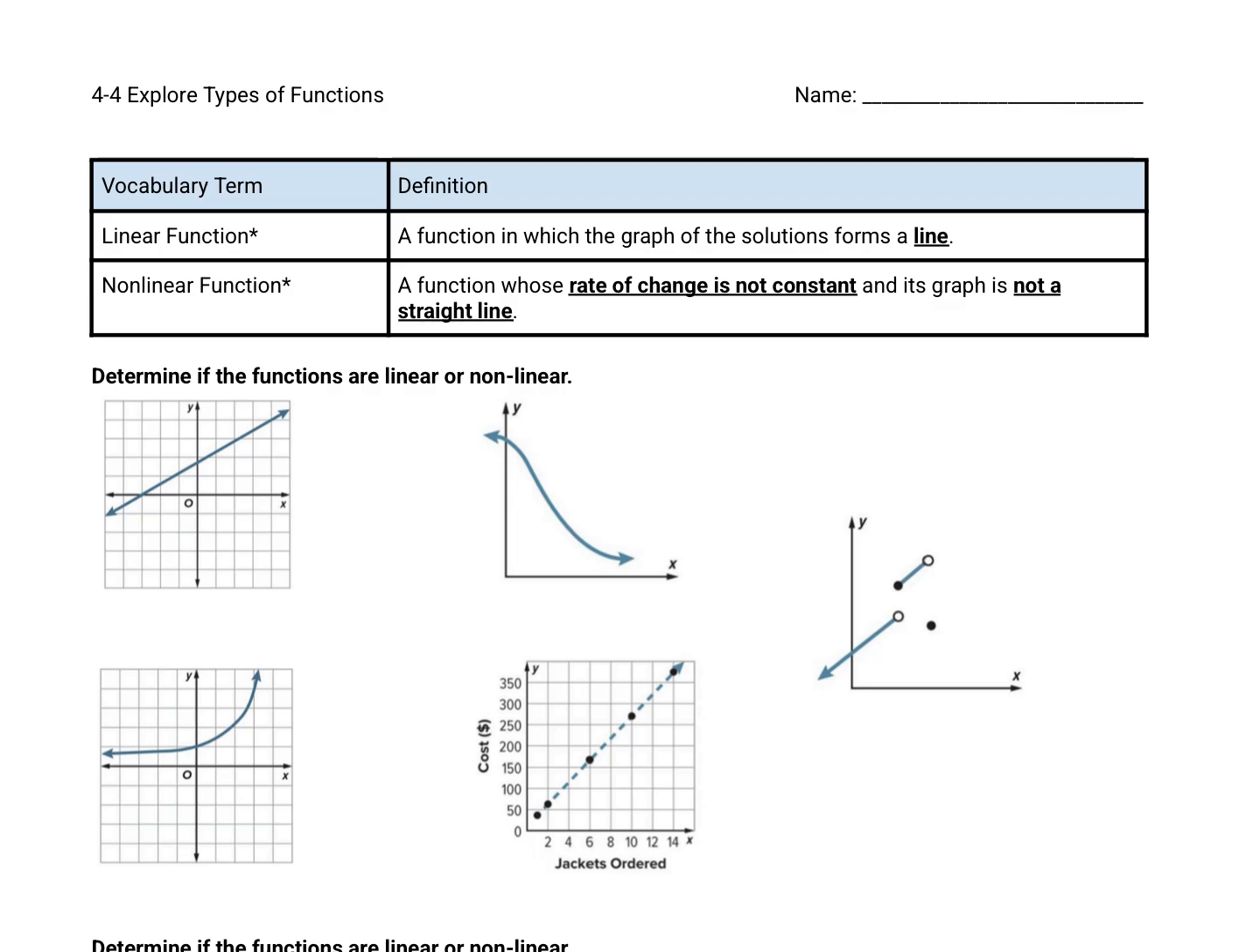In this video, we're going to be looking at different types of functions. Last week, we talked about whether or not something is a function, but today we're going to be looking at different types of functions. So we have two types here that we're going to talk about, linear and nonlinear. A linear function is a function in which the group of solutions forms a line, and a straight line at that. A nonlinear function is a function whose rate of change is not constant, and its graph is not a straight line. So let's take a look at some of these examples.